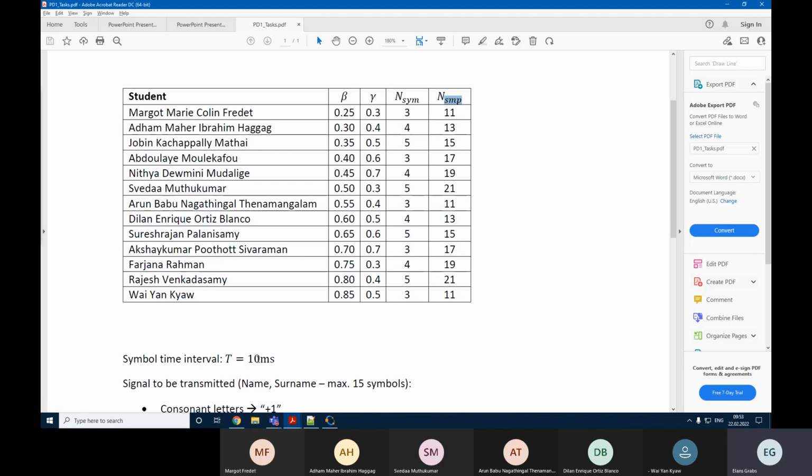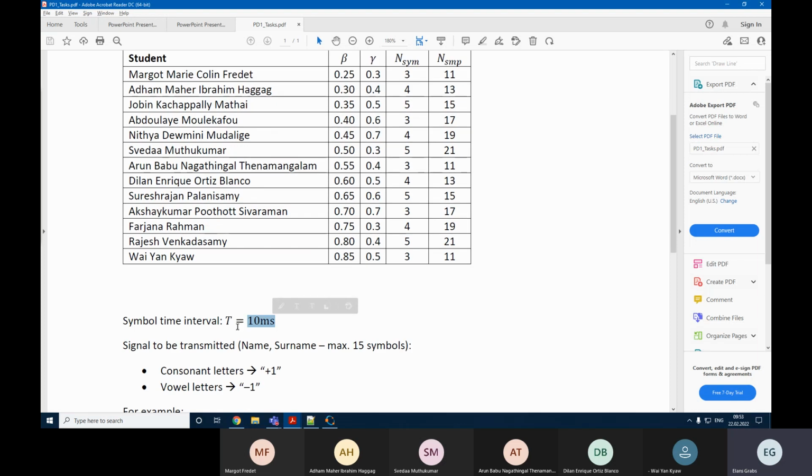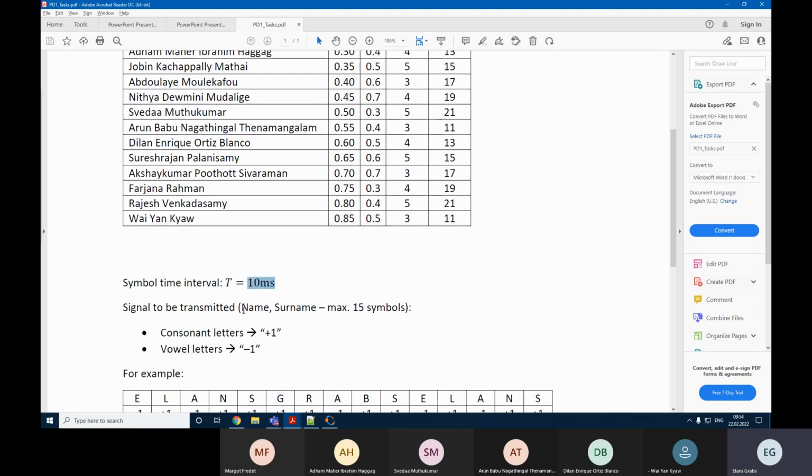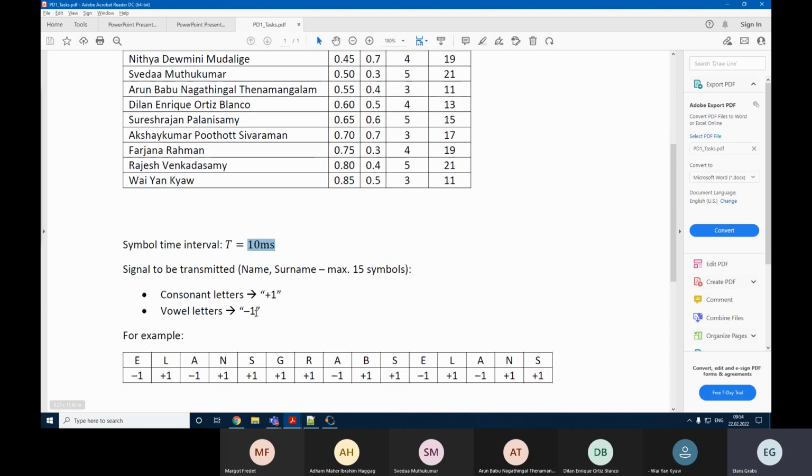There is also one parameter the same for everybody called symbol time interval, and as a signal we are going to use your name and surname converted into plus or minus 1 depending on the letter type. So-called consonant letters such as L, N, S, G, R, and so forth are all plus 1s, and vowel letters are all minus 1s. So you need to repeat your name and surname so that you have 15 symbols, right? That is going to be your signal.